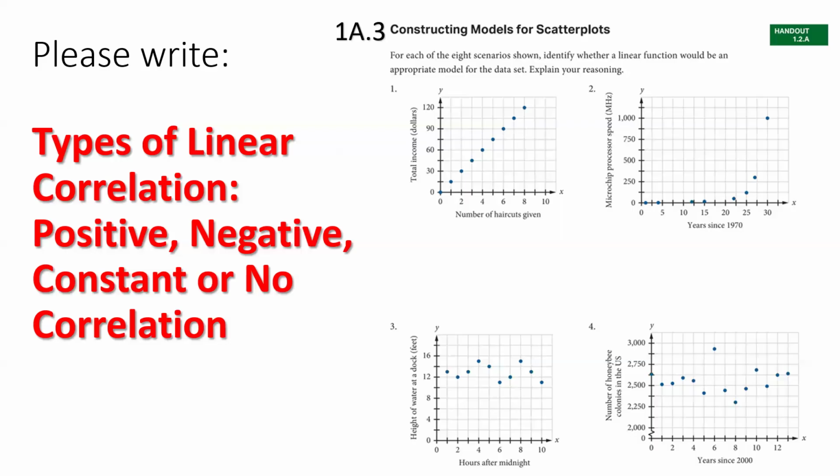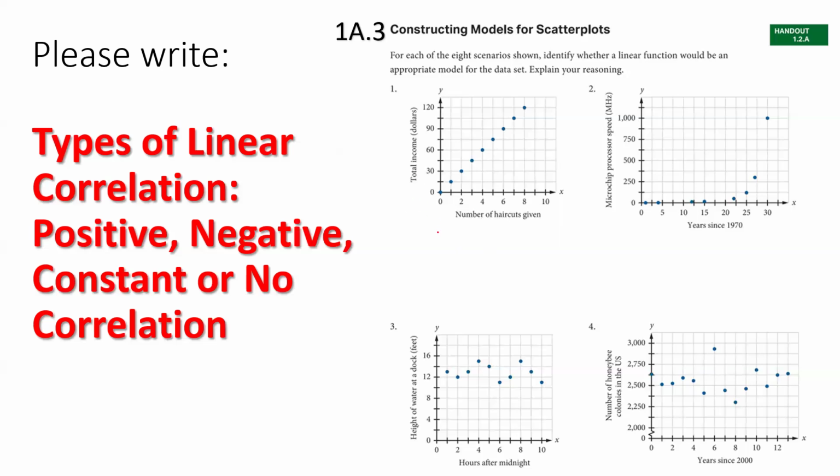So what we're going to do is talk about 1 through 4. We're going to decide if a linear function would be appropriate or not, so what type of correlation we have. And then 5 through 8, you're going to do on your own in your group, and we're going to come back and check. Is that cool? All right, so here we go.